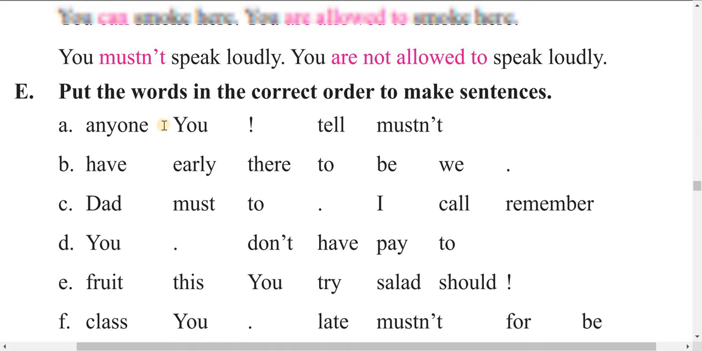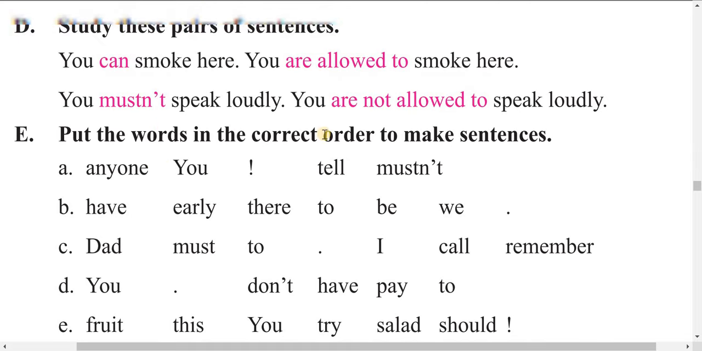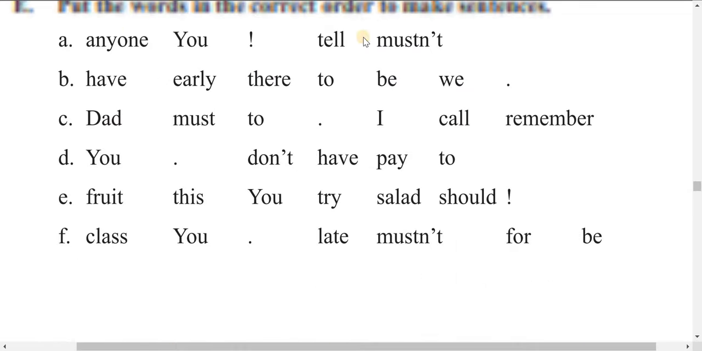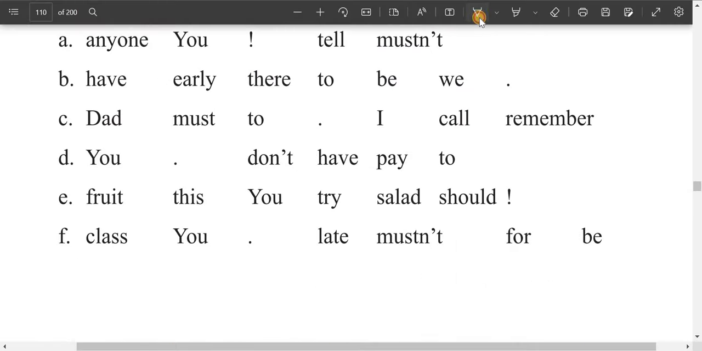Now, dear students, put the words in the correct order to make sentences. You can make sentences by putting the words in the correct order. It's very easy. The first one is: you mustn't tell anyone! B, we have to be there early.